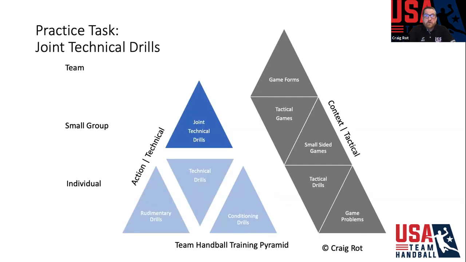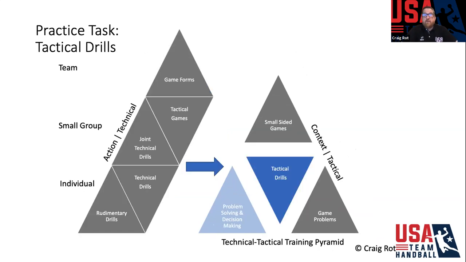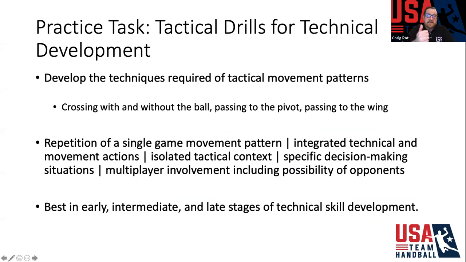And so now we move from joint technical drills all the way over to tactical drills. It's our first time taking tactics in, and these are the last of our slides, just a few more slides to go. Now we're looking at problem solving in relationship to tactical drills. Someone asked me before, they're almost similar drills, but with problem solving now. What you ran with the technical, now you run it with almost like a game-like thing. And so it develops the techniques required of tactical movement patterns, crossing with and without the ball, passing to the pivot, passing to the wing.